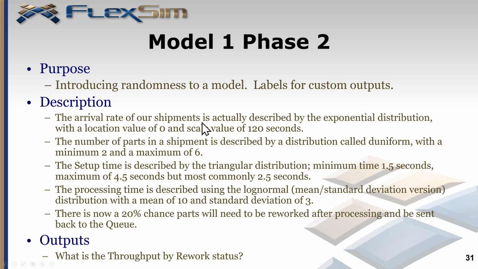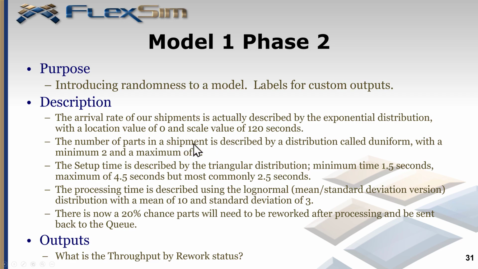The arrival rate of our shipments, rather than being exactly 120 seconds, is actually going to be described by the exponential distribution now, with a location value of 0 and a scale value of 120. Those are the parameters of the exponential distribution. Still a mean of 120, that's what the scale parameter is of an exponential, it's the mean, but the time between arrivals will vary for each shipment.